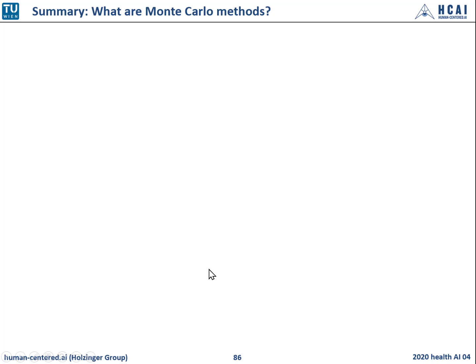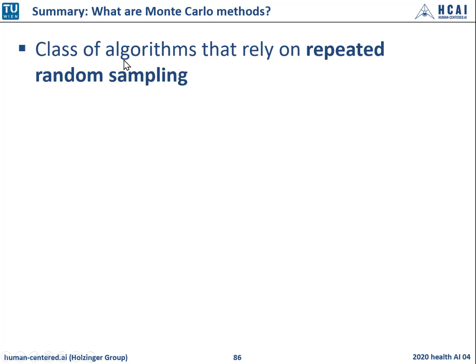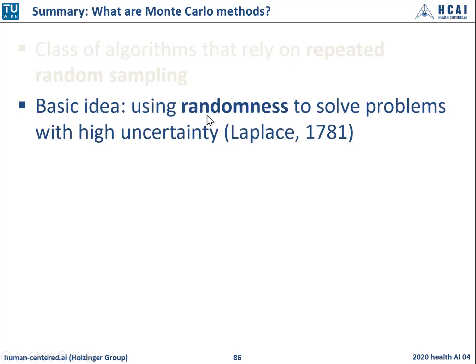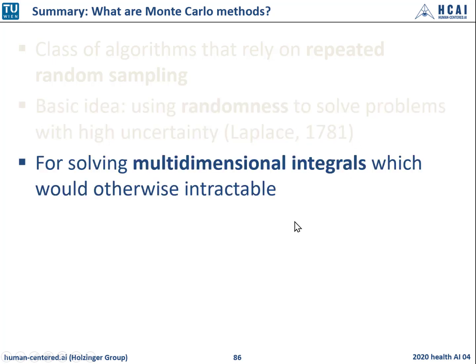Of course, Laplace was the first again. It is a class of algorithms that rely on repeated random sampling. The basic idea is using randomness to solve problems with high uncertainty. And in 1781, Laplace had already described this principle. This is for solving multidimensional integrals which would otherwise be intractable. So this is really a key to many, many problems.